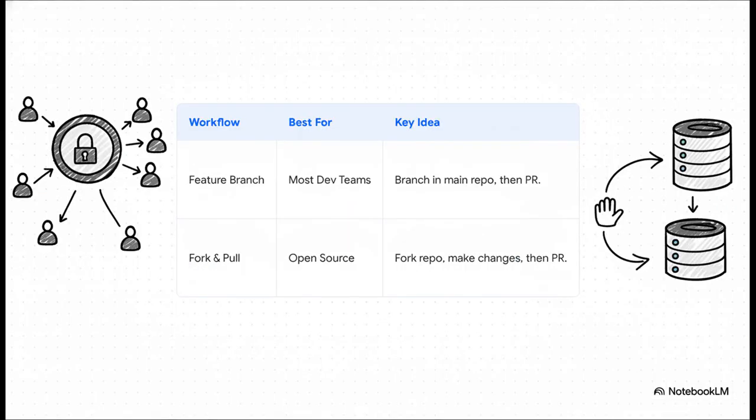Now, this collaboration usually happens in one of two ways. For most teams inside a company, you'll use the feature branch workflow, where everyone is creating branches inside the same main project. But for huge open-source projects, you'll often use the fork and pull model. That's where you make your own personal copy of the entire project, called a fork, make your changes there, and then submit a pull request back to the original.